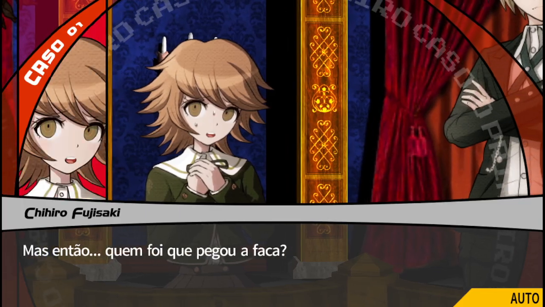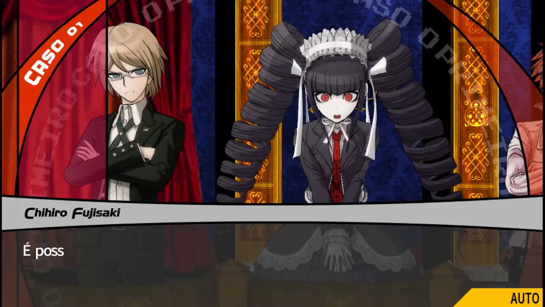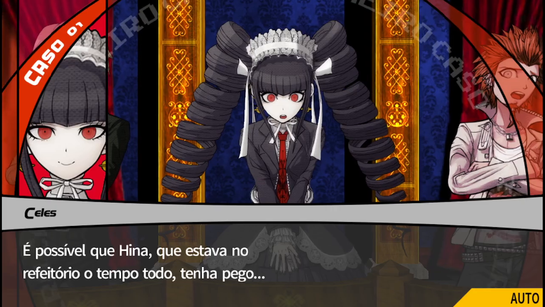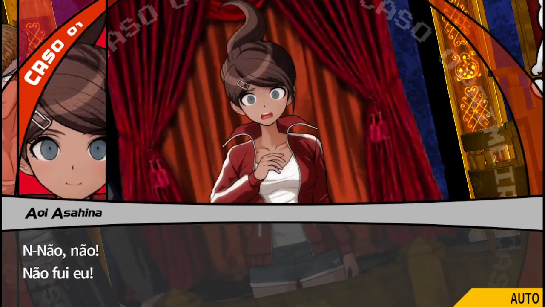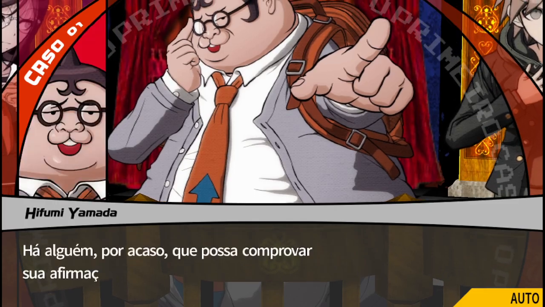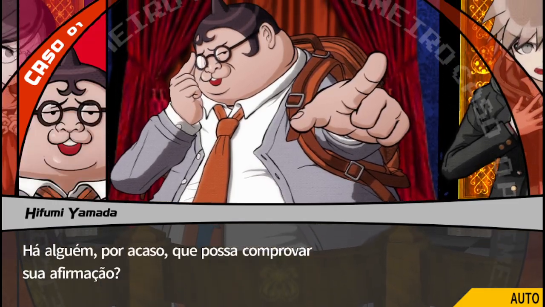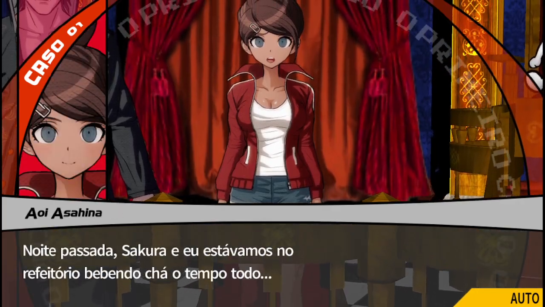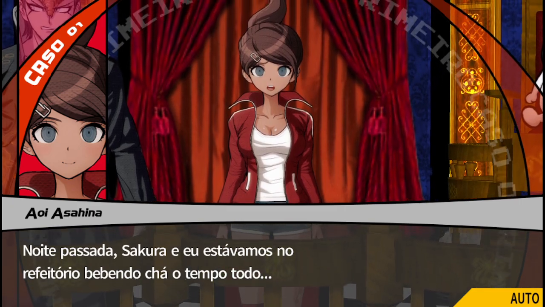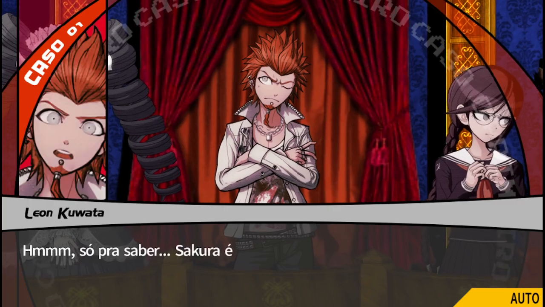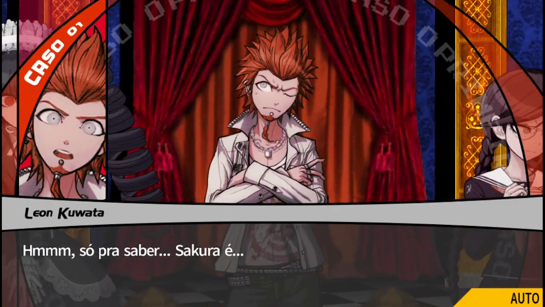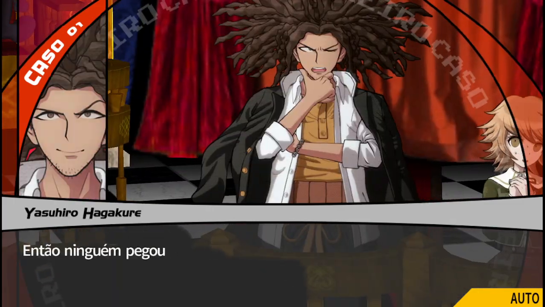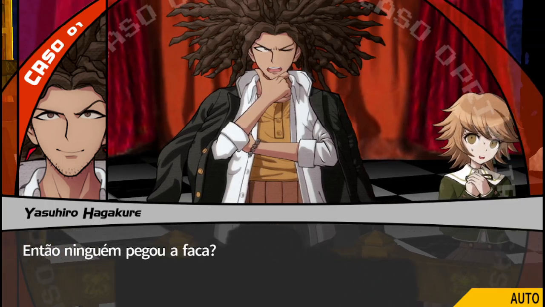Okay, so then, who did take the knife? Hina seems the obvious candidate. After all, she just said she was in the dining hall. No way! I swear it wasn't me! Sure, but can you or anyone else prove that? I can. That's right! Sakura was with me the entire time I was drinking my tea. I hate to have to ask, but just to be sure, Sakura's... Me. Right. But then, couldn't either one of them have grabbed the knife?